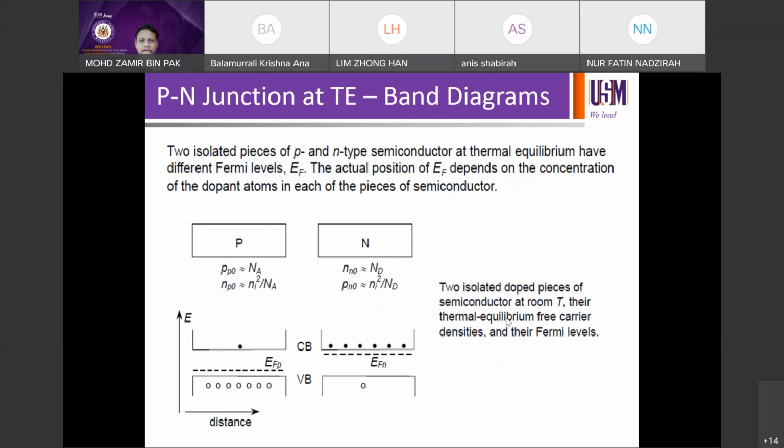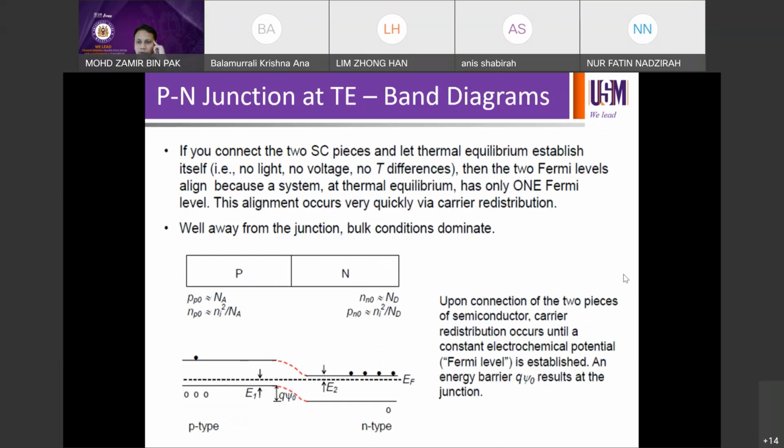If you look at the Fermi level again, you can see here that the Fermi level of the P-type on the left is close to the VB, and the one on the right for N-type is close to the EC. Upon joining with each other, we eventually have a single EF at thermal equilibrium.